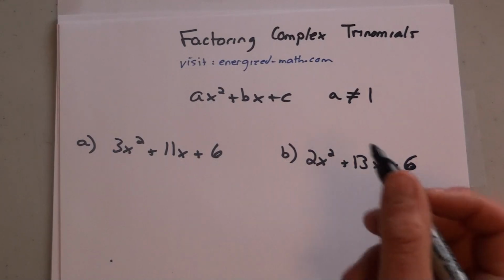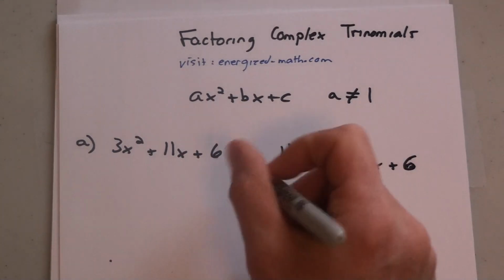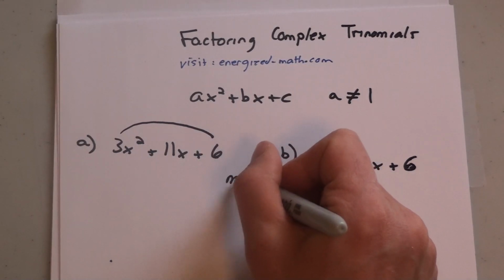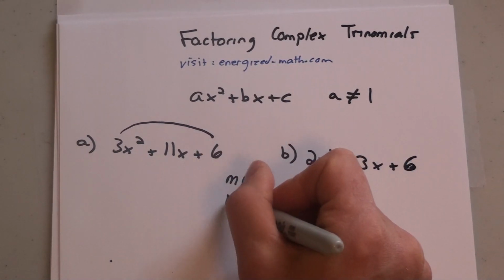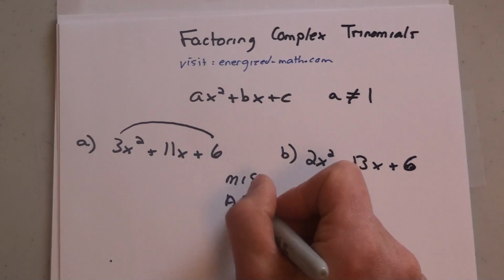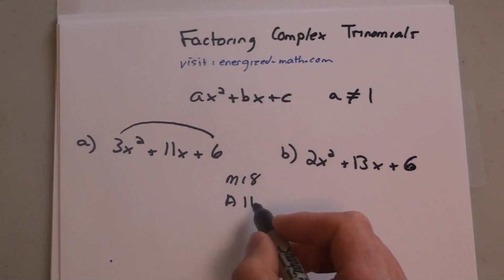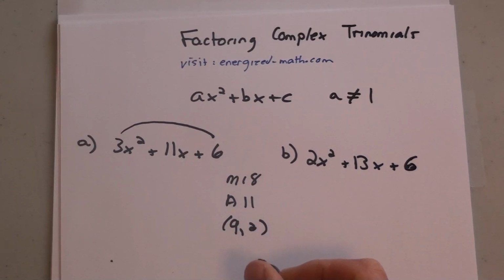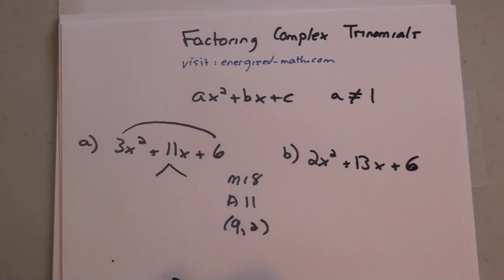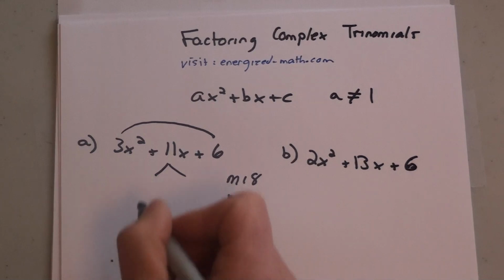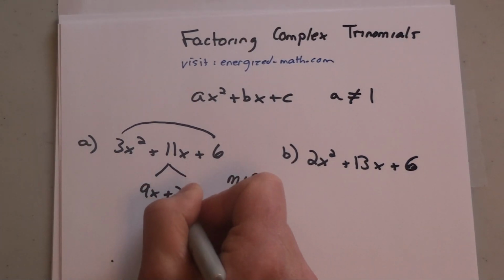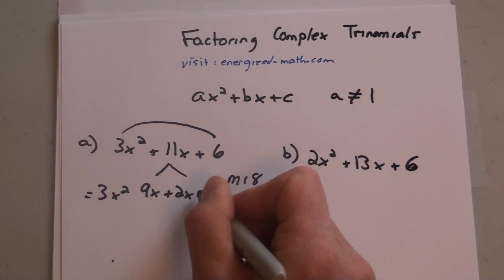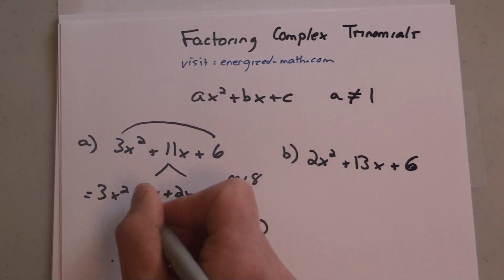Now, what I'm going to look for is two numbers that multiply to my a times my c. So it's going to multiply to 18 and then add to my middle term, which is 11. Numbers that multiply to 18 and add to 11 would be 9 and 2. What I want to do is split up that middle term. That 11x is going to turn into those two numbers, which is 9x plus 2x. I still have my first term, which is 3x squared, and I'll still have my last term, which is 6.